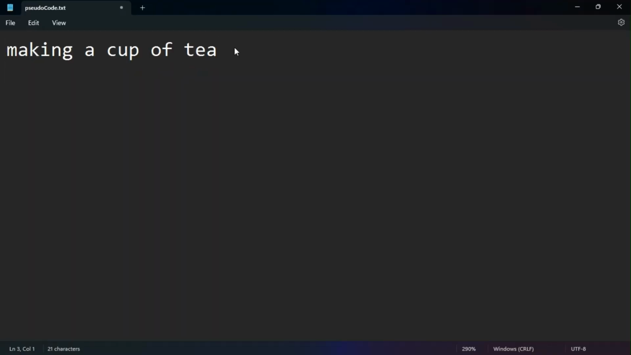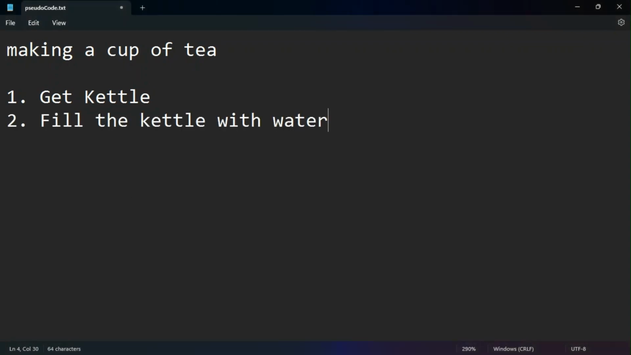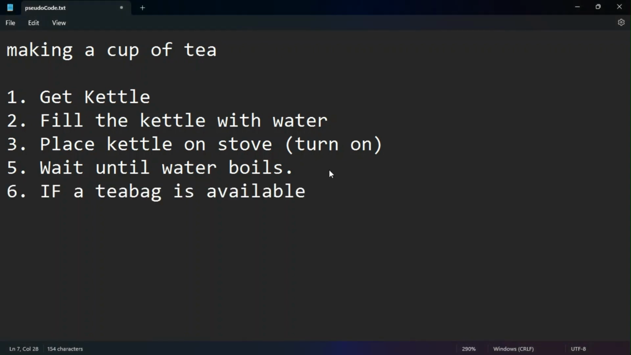Okay, what would be the first logical step? Probably we'd need to get a kettle. Because we are making tea, we should probably fill that kettle with some water. We should switch that kettle on or place it on the stove and then let that water boil, and probably one of the most important steps, we should get a tea bag.